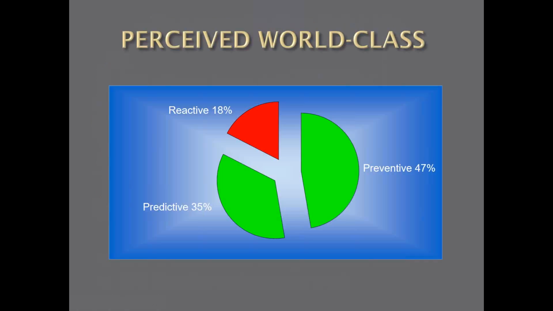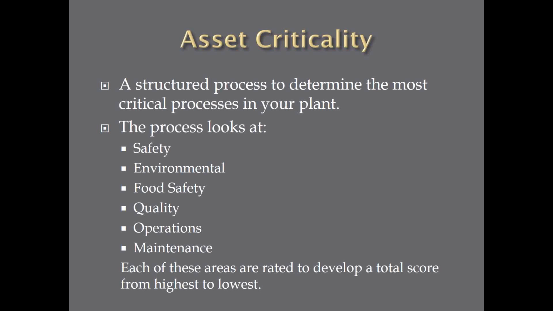Here's perceived world class. Less than 18% reactive maintenance, 47% of your labor hours doing preventive maintenance, and 35% doing predictive. Again, a different statistic than I just showed you, but again, this is what you're trying to do, to prevent or predict so you don't have reactive maintenance.